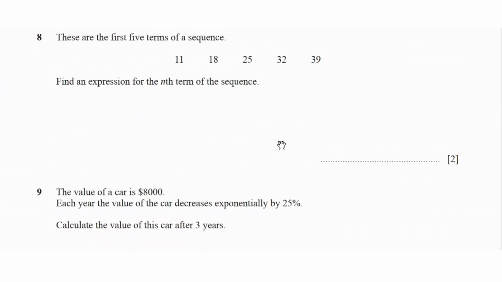Question 8 says that these are the first 5 terms of a sequence. Find an expression for the nth term of the sequence. Whenever we have a sequence, let's first start with finding the common difference. Between 18 and 11, we're adding 7. Between 25 and 18, we're once again adding 7. And same over here, we're adding 7 between each consecutive term. So this shows that we have a common difference of 7.